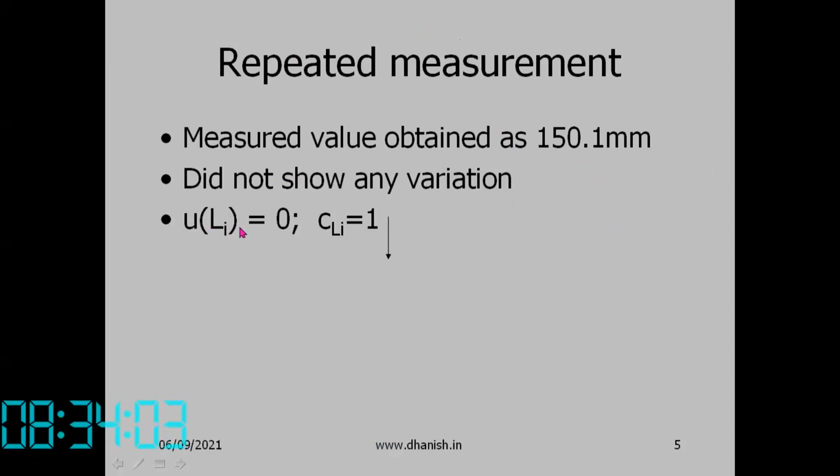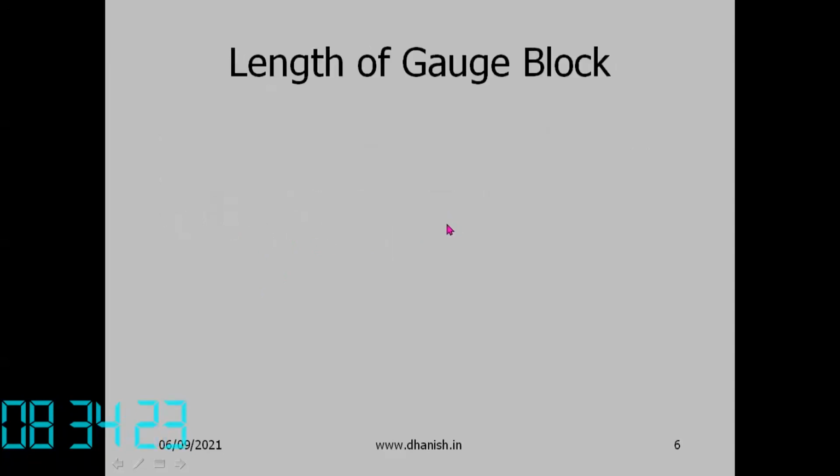Uncertainty in the length indicated. The indicated length is the reading. In the repeated readings, there was no uncertainty. All showed the same reading, because unless there is a wear which is non-uniform, it will not be like this. So sensitivity due to Li is 1, anyway it is immaterial. Then Li minus Ls. The next term is the length of the standard, that is the length of the gauge block.